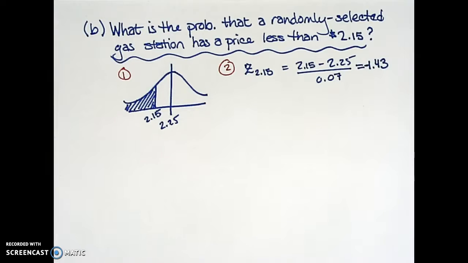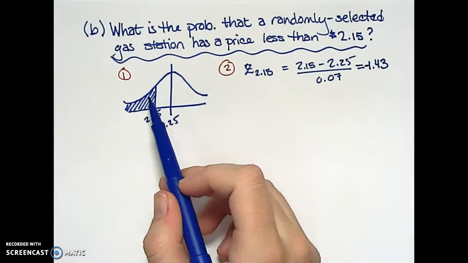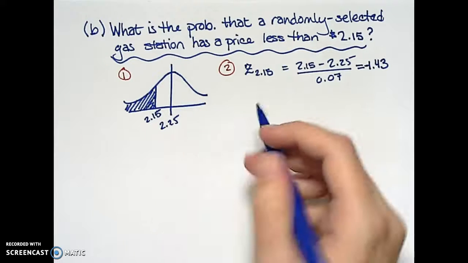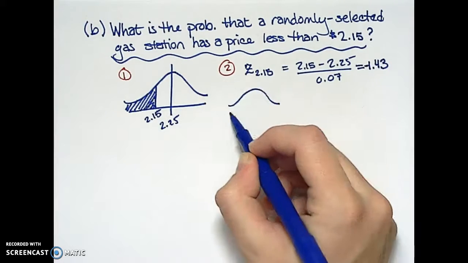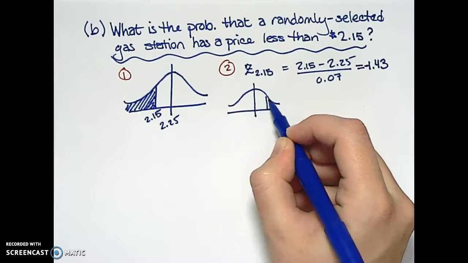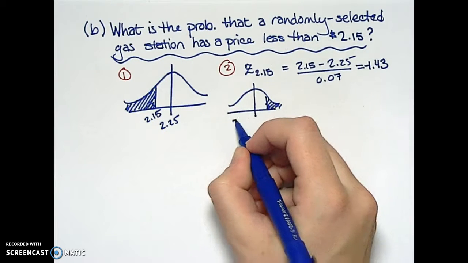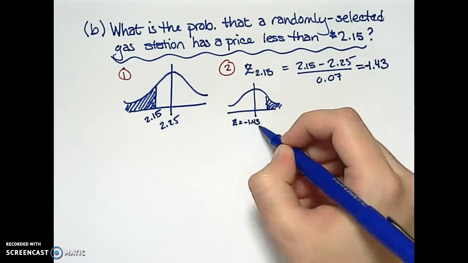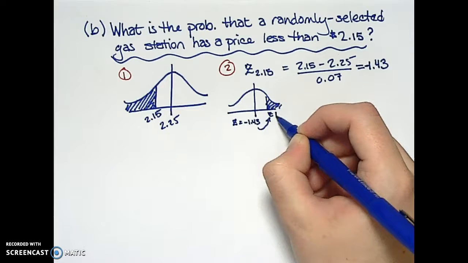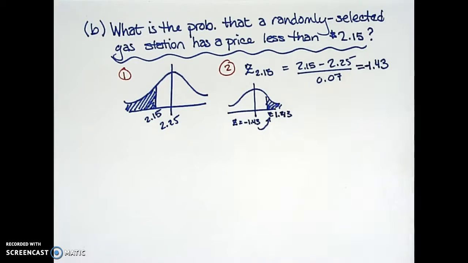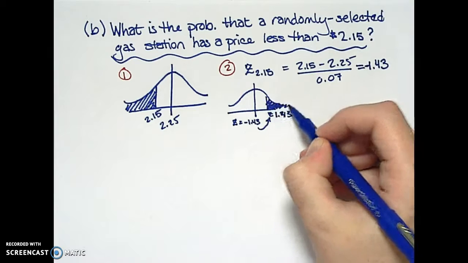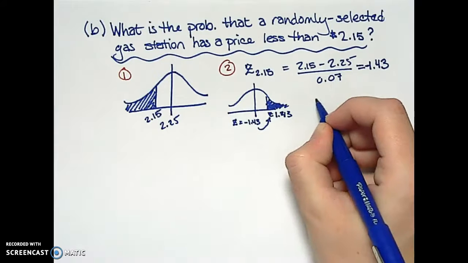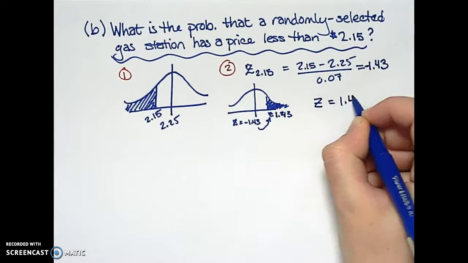So what do we do with the fact that we have a negative z-score? Fortunately, we use the fact that normal curves are symmetric about the average. The area on the left-hand side is equal to the equivalent area on the right-hand side. So if I take a z-score of negative 1.43 and instead consider a z-score of 1.43, the absolute value, the area I get will be the same. So instead of negative 1.43, we're going to use a z-score of 1.43.